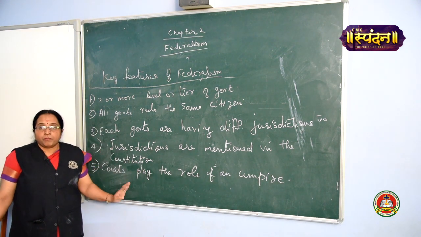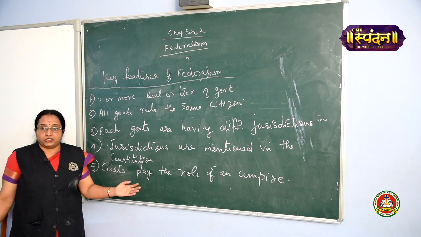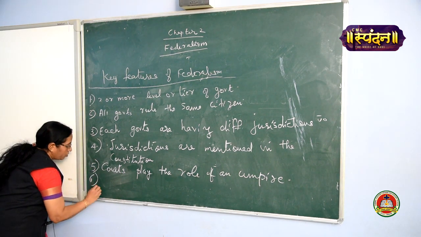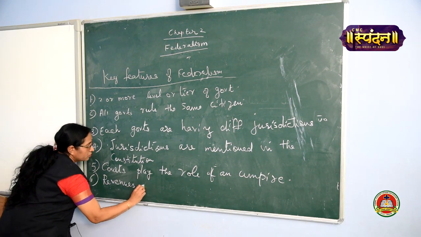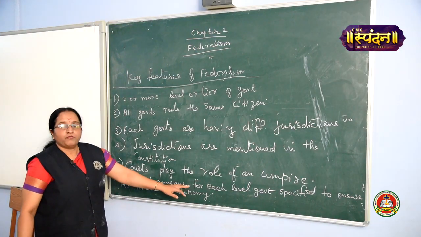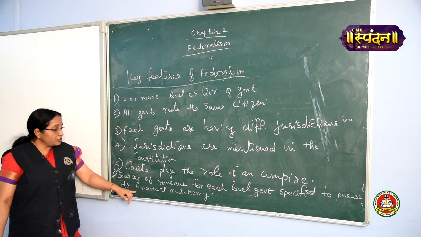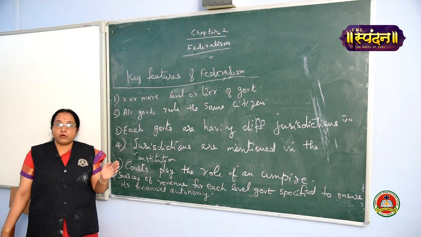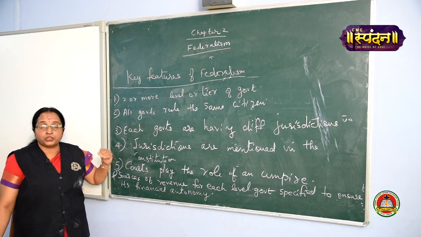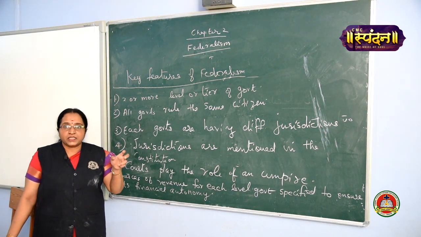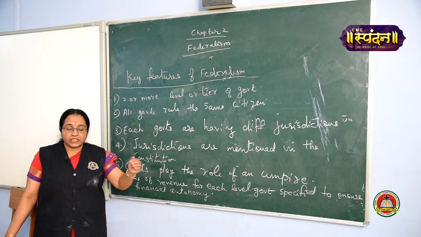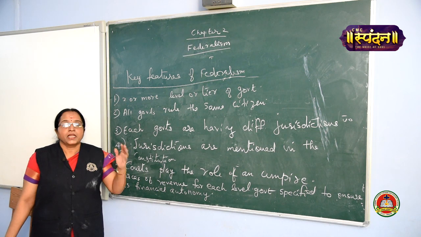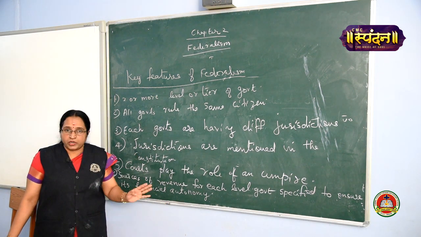Now, when we talk about revenues and expenditures, revenues are clearly mentioned. Revenues of each level of government are clearly mentioned in the Constitution. Sources of revenue for each level of government are specified to ensure its financial autonomy. For example, the central government has the power to collect income tax. Sales tax is collected by the state government, and local taxes like house tax and land tax are collected by the local government.